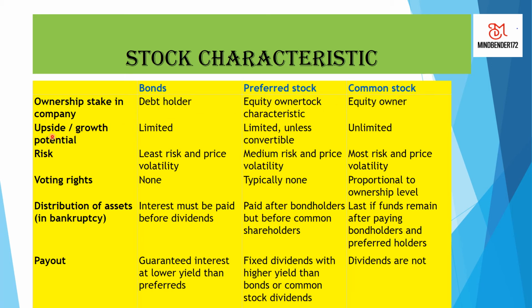The upside growth, if we compare all these three, for bonds growth is limited, preferred stock is limited till it is convertible to the common stock, and for common stock it is unlimited. Risk: with bonds, least risk and price volatility. Medium risk and price volatility with preferred stock. Most risk and price volatility in case of common stock.